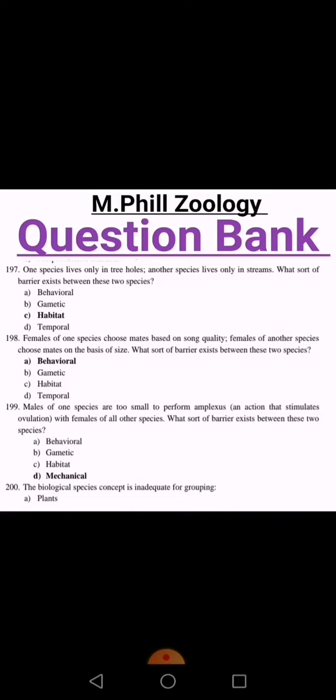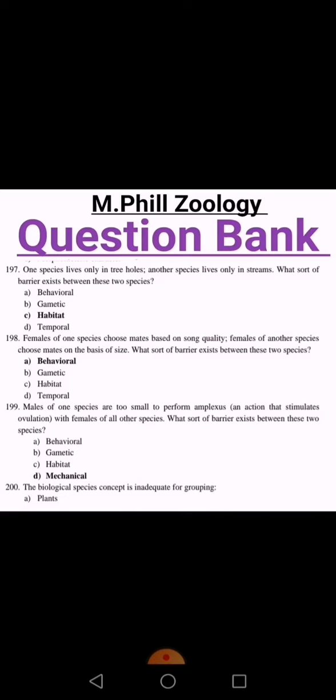Females of one species choose mates based on song quality. Females of another species choose mates on their basis of size. What sort of barrier exists between these two species? That is the behavioral barrier, and A option is right.